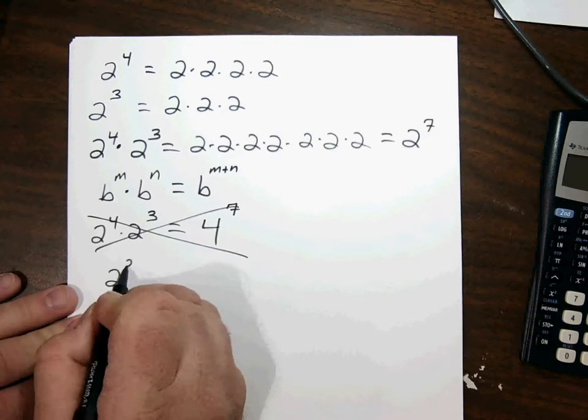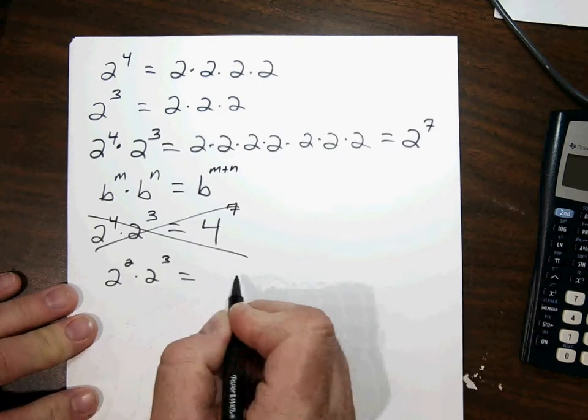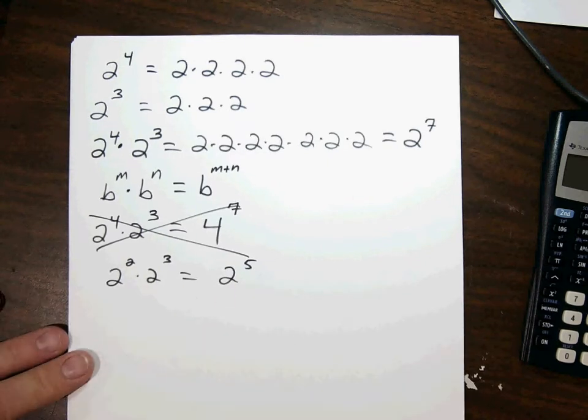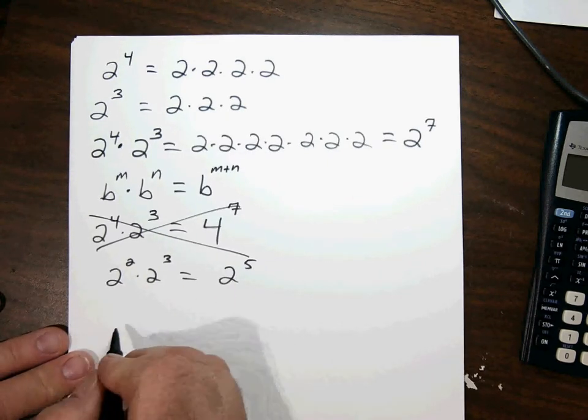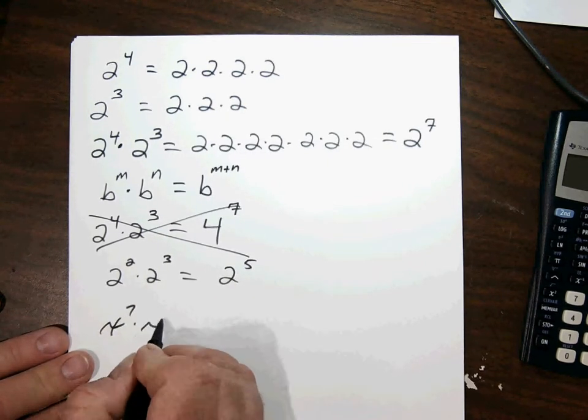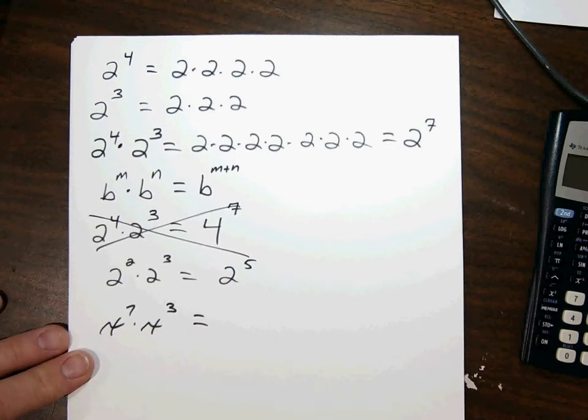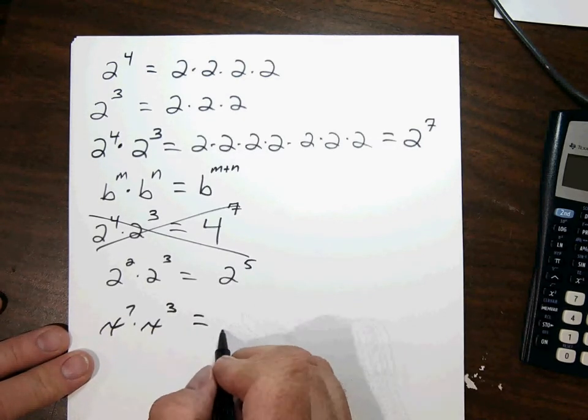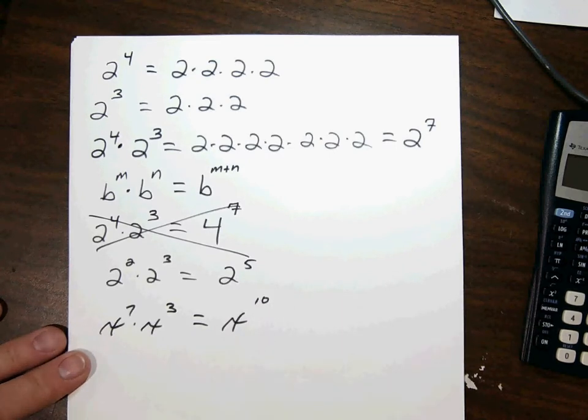So, 2 squared times 2 cubed is 2 to the power of 5. Add them together. Can I use an x? Sure, I can use an x. x to the 7th times x to the 3rd gives me x to the, add them together, 10.